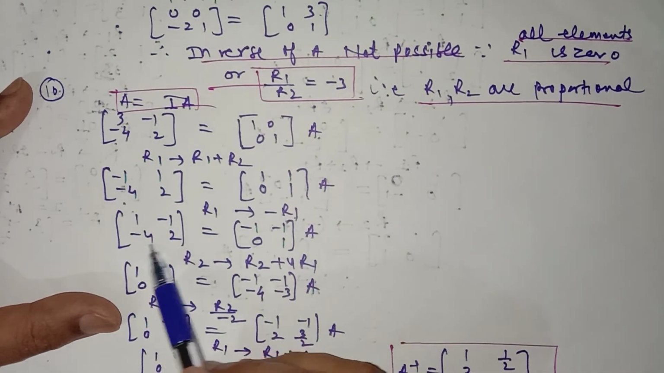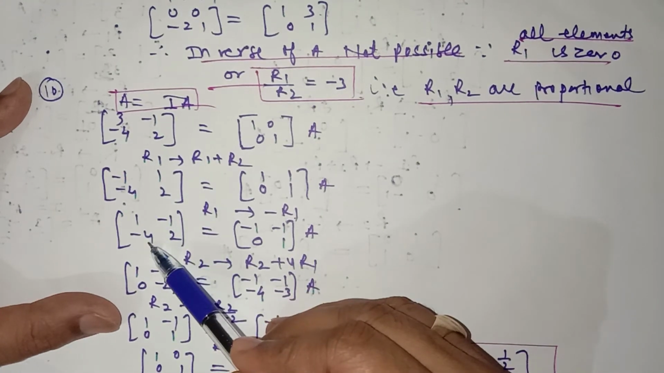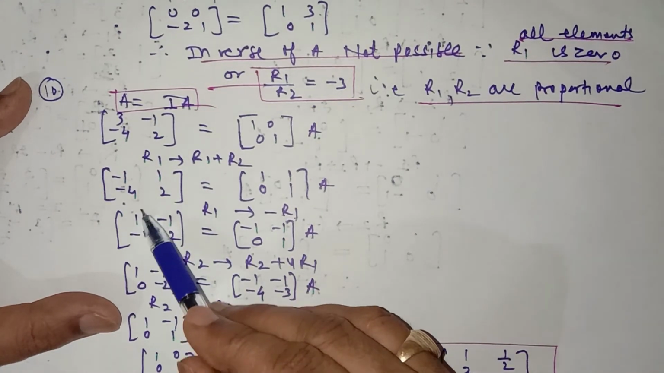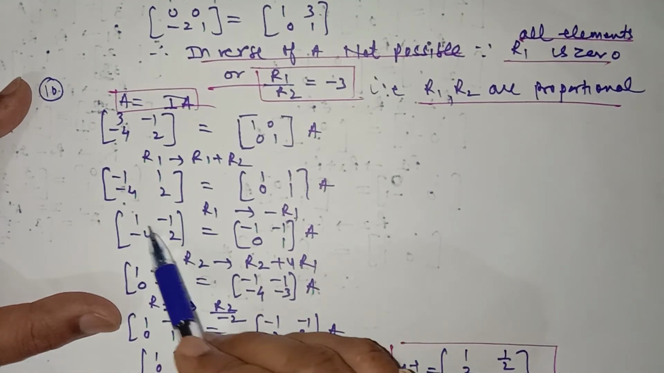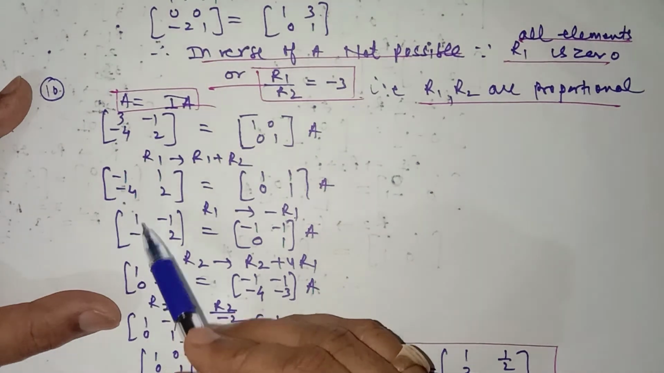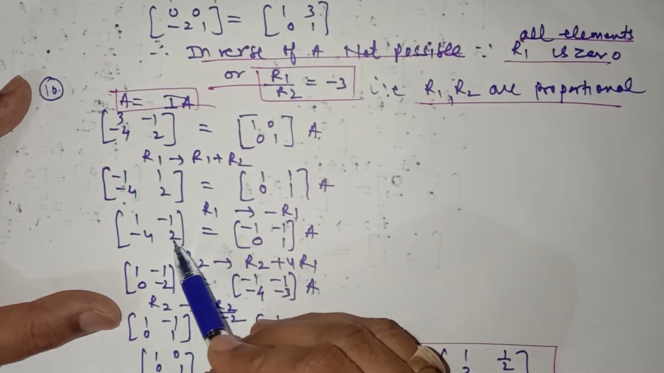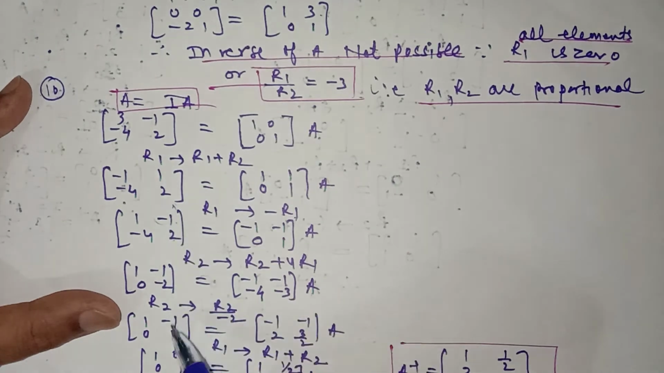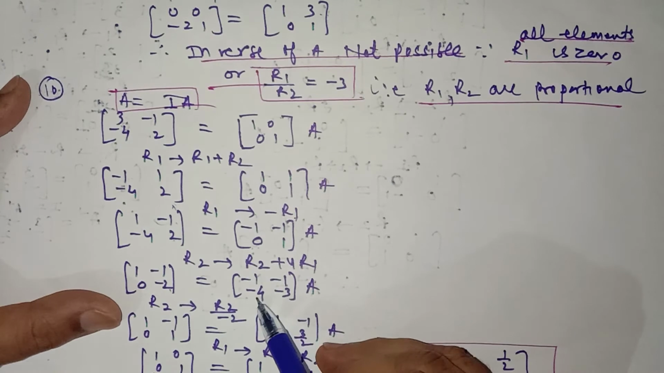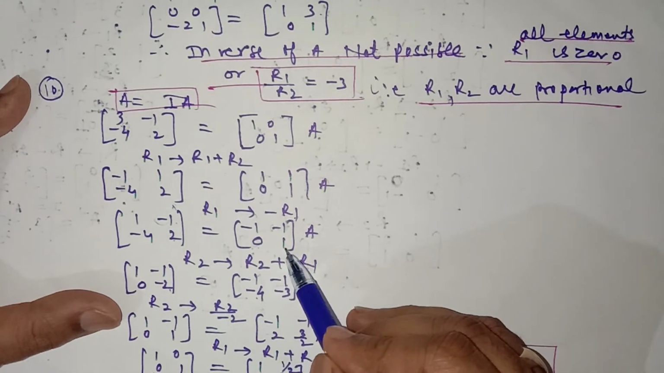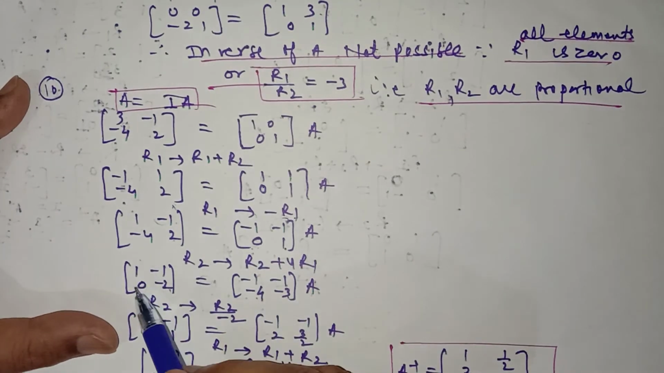Now you have to bring 0 here. So it is very easy. If you multiply the first row by 4 and add it to R2, so R2 is equal to R2 plus 4 times R1. If you multiply this by 4 and add it to this, you will get 0 here. So R2 is equal to R2 plus 4 times R1: 0, minus 2, minus 4, and 1 minus 4, it will be minus 3. So 1 0.